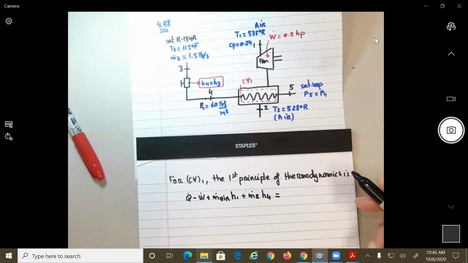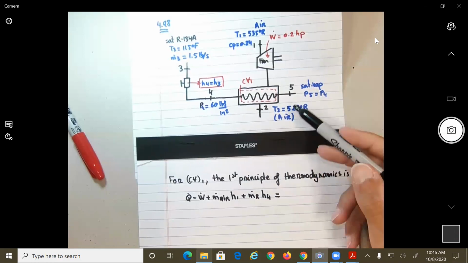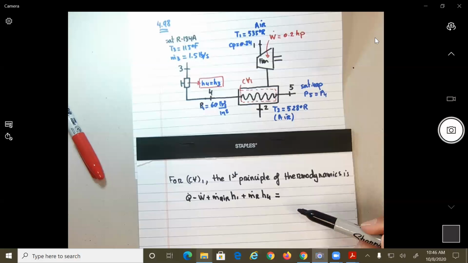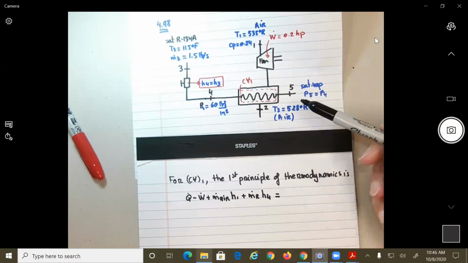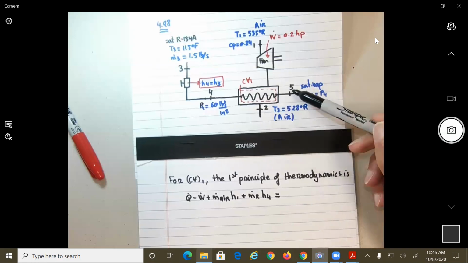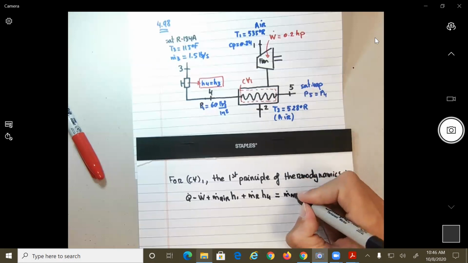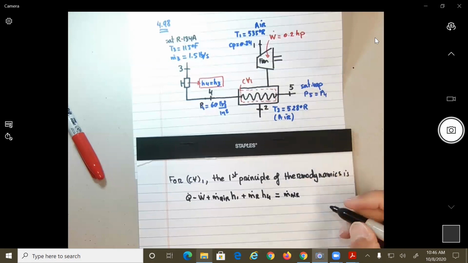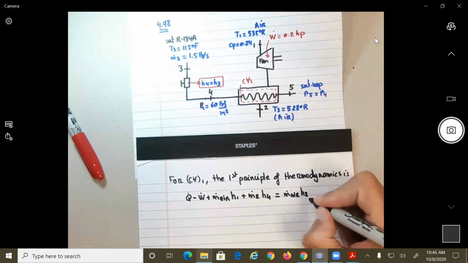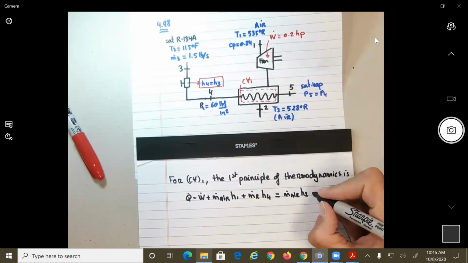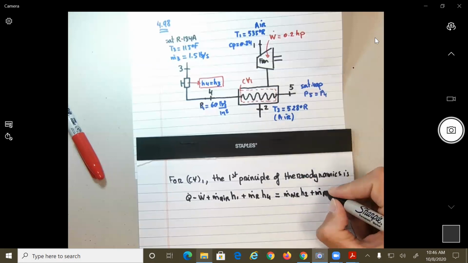Now, what else is coming out? I think it's the way they did it also on the solution. And now that I see the equation, I think we're going to get the same terms. So now, what is coming out of this system? We have at point 2 and point 5, no? So at point 2, we're going to have mass flow of which substance? Air, h2, and then at point 5, we're going to have plus m dot refrigerant of h5.